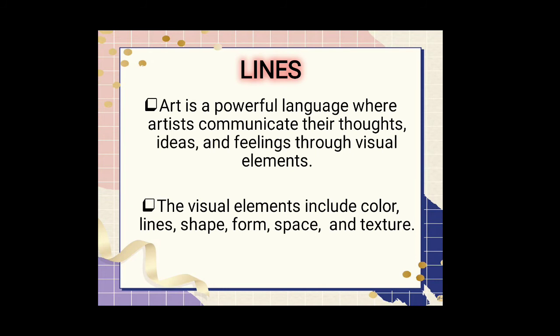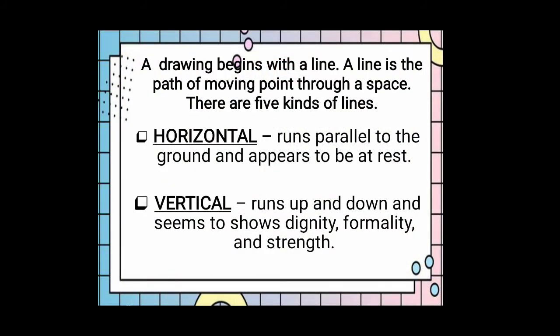Next is line. Art is a powerful language where artists communicate their thoughts, ideas, and feelings through visual elements. The visual elements include color, lines, shape, form, space, and texture. A drawing begins with a line. A line is a path of a moving point through a space. There are five kinds of lines.